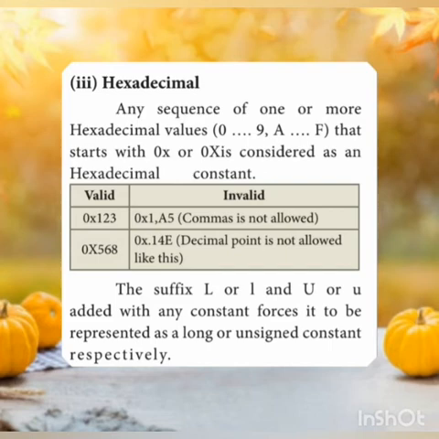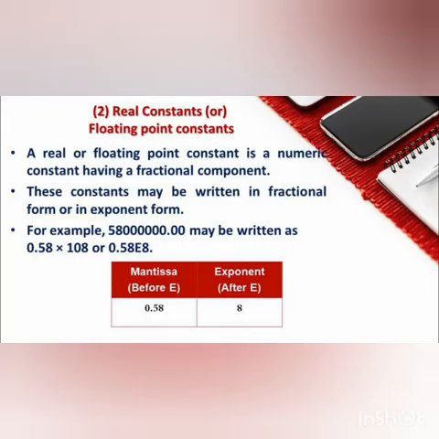If it is an unsigned integer, we have to use a capital U or small u. The next one is real constants, or floating point constants. A real or floating point constant is a numeric constant having a fractional component. So, real numbers are nothing but fractional numbers. These constants may be written in fractional form or in exponent form.